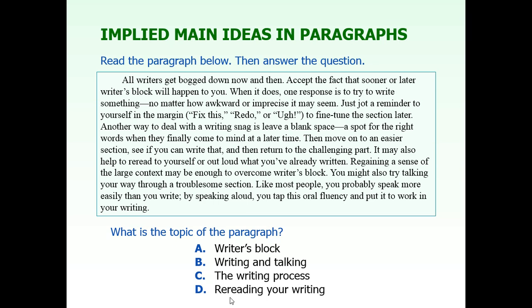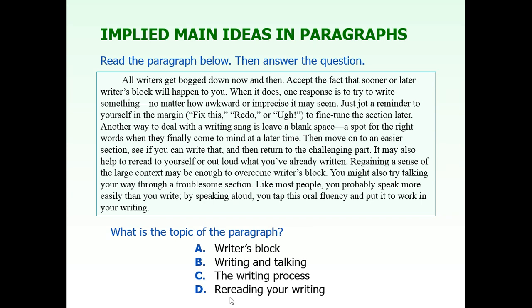Another way to deal with a writing snag is to leave a blank space, a spot for the right words when they finally come to mind at a later time. Then move on to an easier section. See if you can write that, and then return to the challenging part. It may also help to reread to yourself or out loud what you've already written. Regaining a sense of large context may be enough to overcome writer's block. You might also try talking your way through a troublesome section. Like most people, you probably speak more easily than you write. By speaking aloud, you tap this oral fluency and put it to work in your writing.